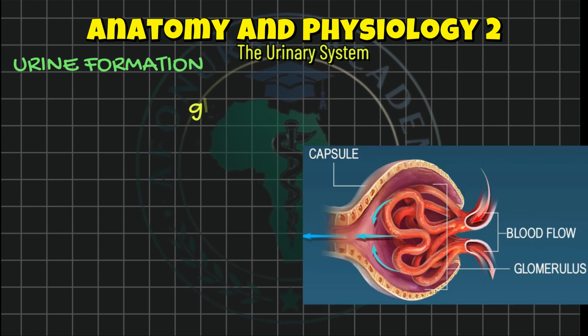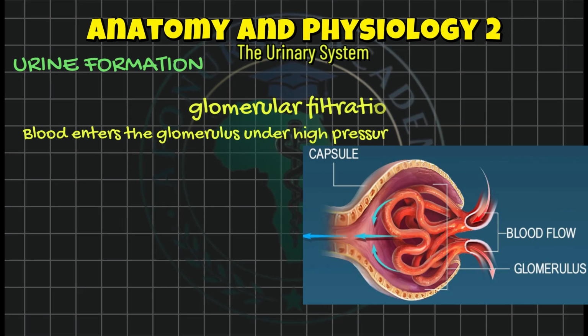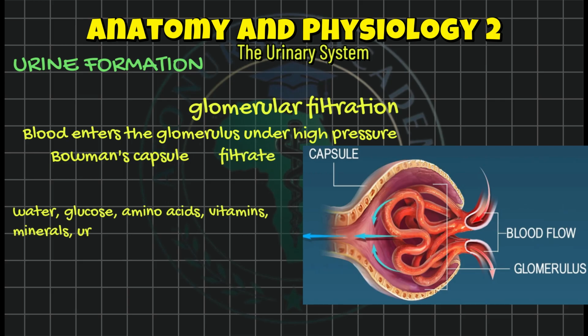First is glomerular filtration, and this happens in the glomerulus, that ball of capillaries we talked about earlier. Blood enters the glomerulus under high pressure, and this pressure forces water and small dissolved substances out of the blood and into Bowman's capsule. This filtered fluid is called filtrate, and it contains water, glucose, amino acids, vitamins, minerals, urea, creatinine, and other small molecules.